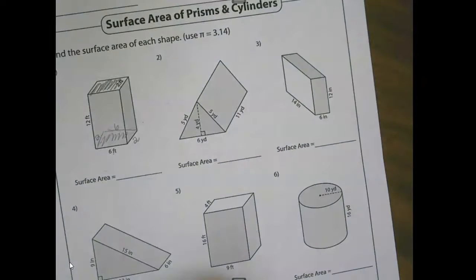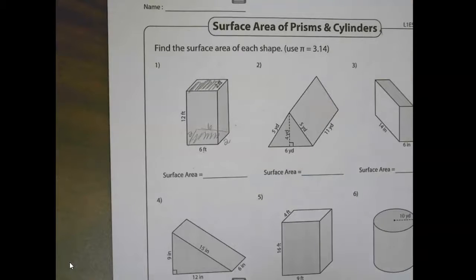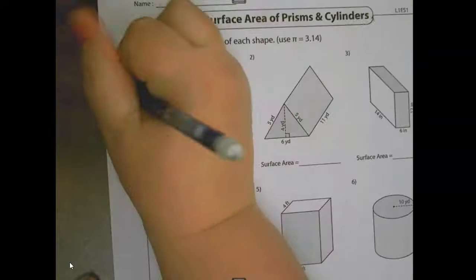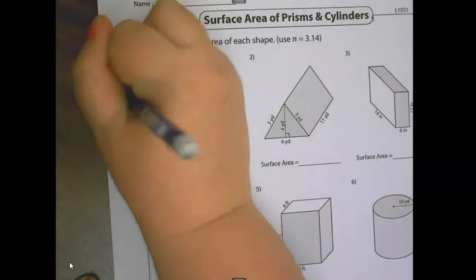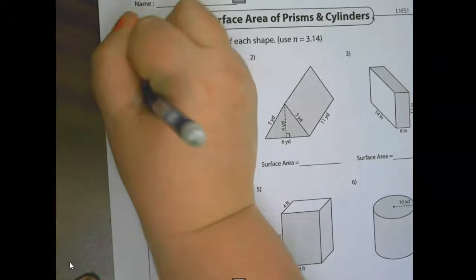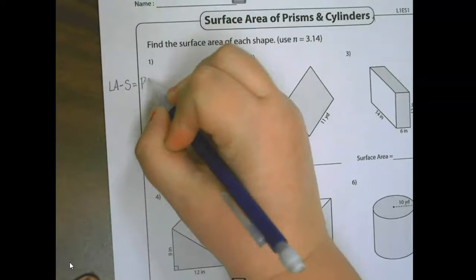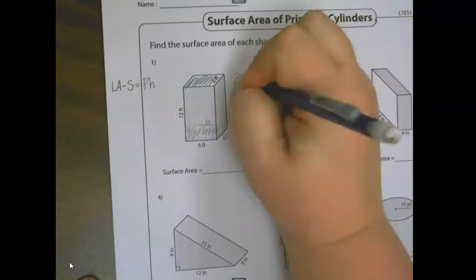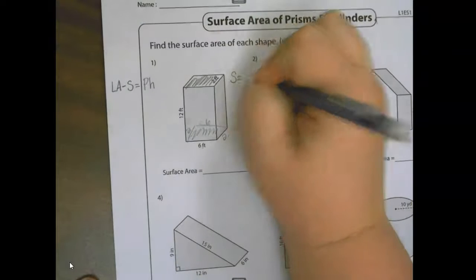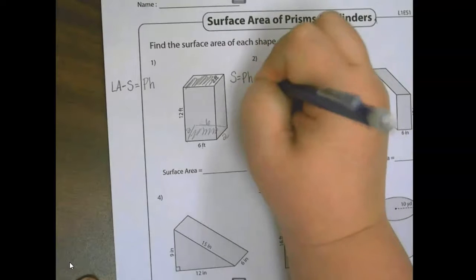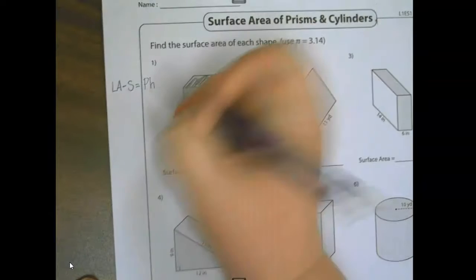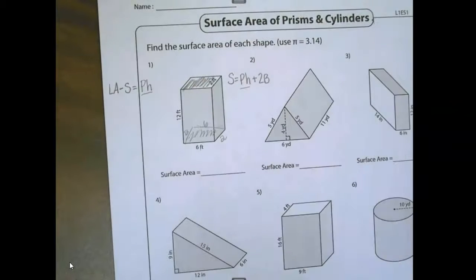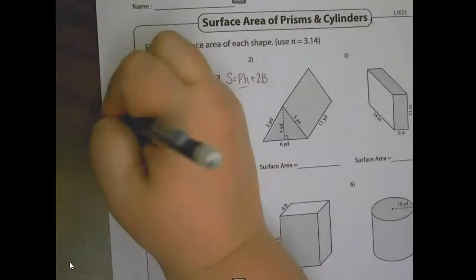So we're going to start by my two formulas, and I want you to see this. LAS, which is lateral surface area, which is just big PH. Total surface area, which we're just going to call S, is PH plus 2B. Now notice, they both have that PH. So once I have found that PH, I don't have to rework it again. It's going to be the same every time. So I need to find my P.